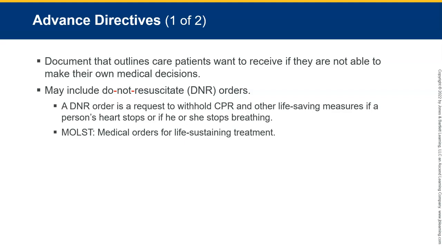So what is an advanced directive? We just mentioned that. Patients who have a terminal condition can have a document that outlines the care they do and do not want to receive if they're not able to make their own medical decisions. Advanced directives may include DNR orders, a do not resuscitate order. A DNR order is a request to withhold CPR and other life-saving measures if a person's heart stops or if they stop breathing.